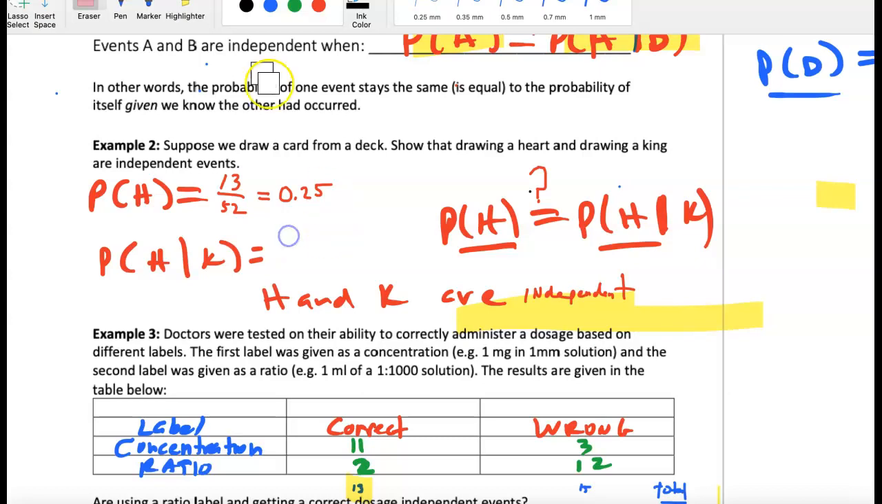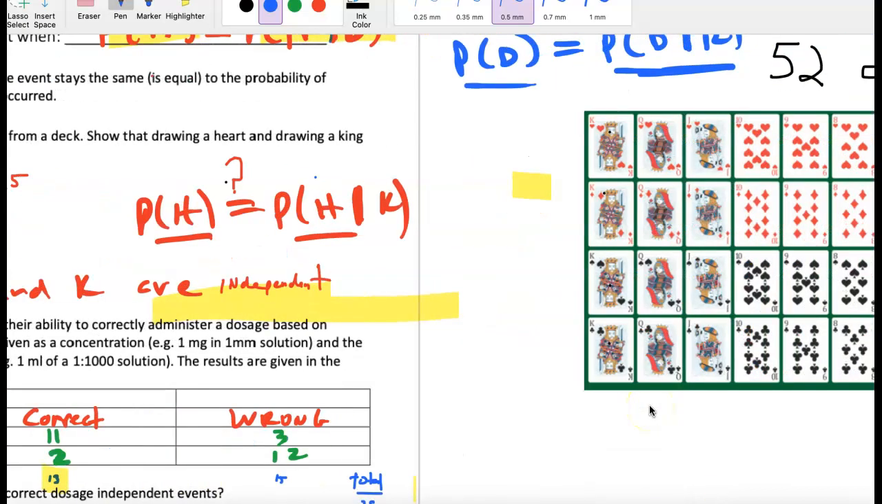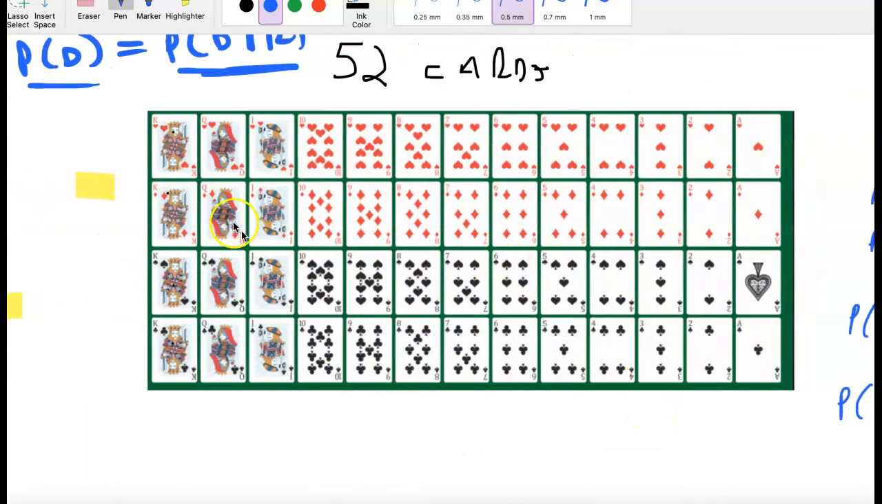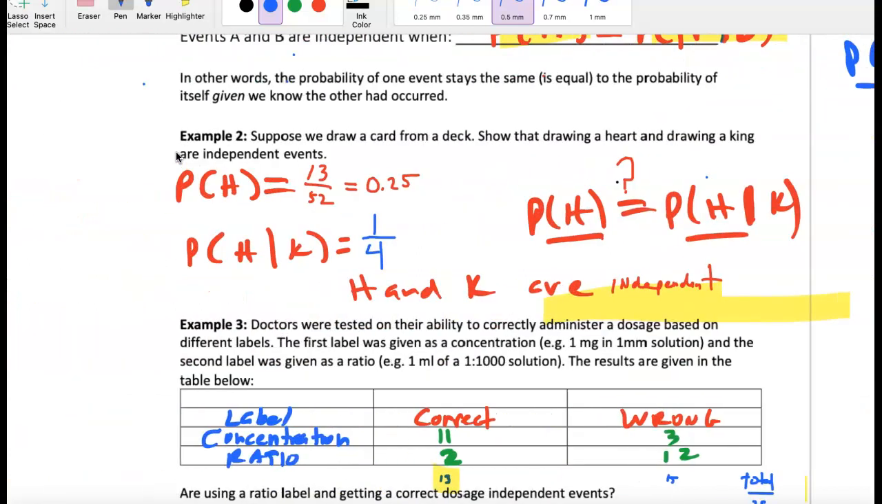The probability of picking a heart, given we know that the card is a king, would be 1 out of 4. Think about that real quick, because when we look at the cards, if we know the card's a king, there are 4 kings, but there's only 1 heart, the king of hearts. So hence that gives us what we call the 1 out of 4. And then 1 out of 4 is 0.25.